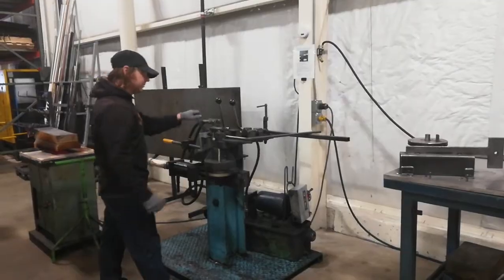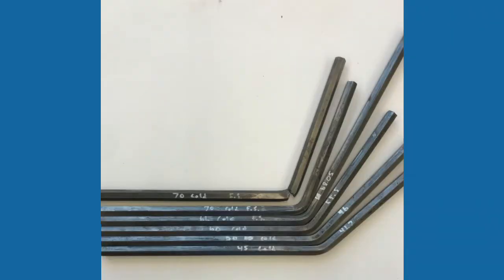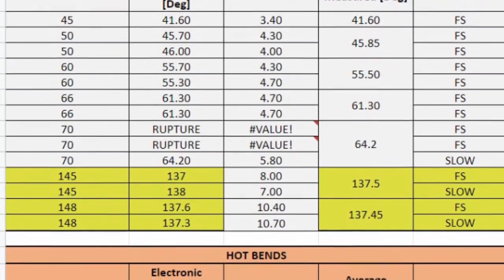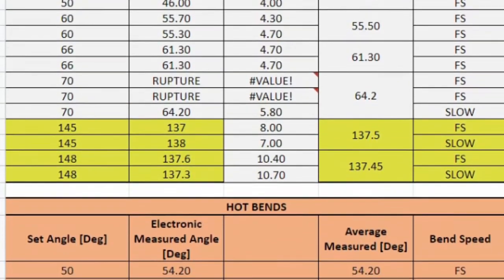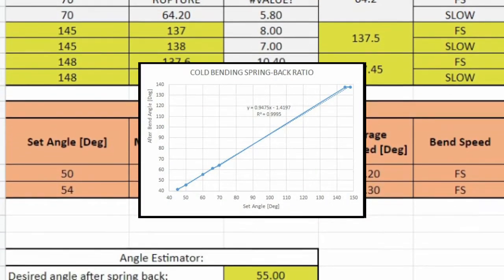rupture. For larger angles, the measured springback was higher than that of lowered angles. For a final bend angle of 145 degrees, an overbend angle of nearly 155 degrees was required. For a final bend angle of 55 degrees, an overbend of nearly 60 degrees was required.